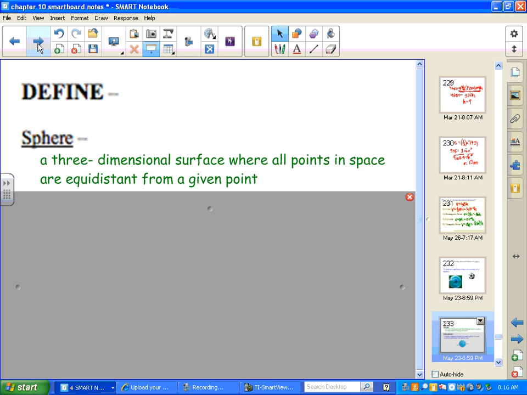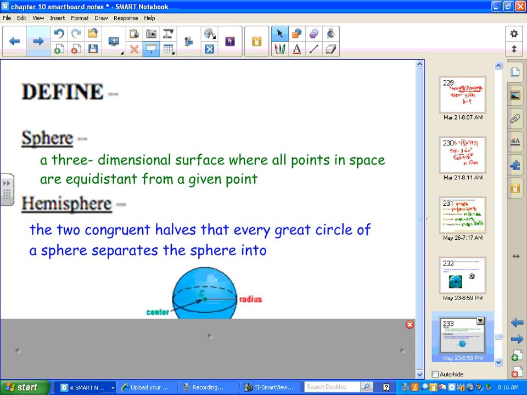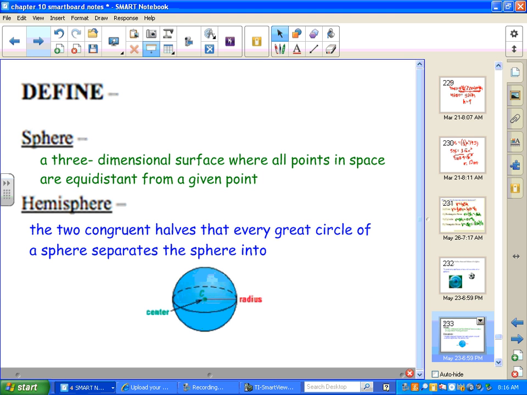Lots of fun things we can find and calculate with spheres. And then hemisphere, the book also wants you to know what a hemisphere is. There's two congruent halves that every great circle of a sphere separates the sphere into.